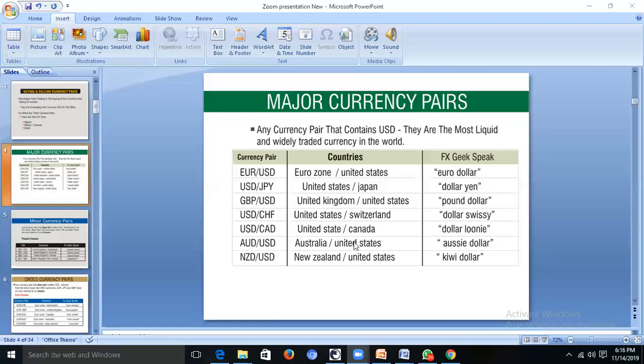And we have this other side, you see the names are dollar yen, pound dollar, dollar Swissy, dollar loonie, Aussie dollar, Kiwi dollar. These are the nicknames for these particular currency pairs. And then we also have what you call minors.